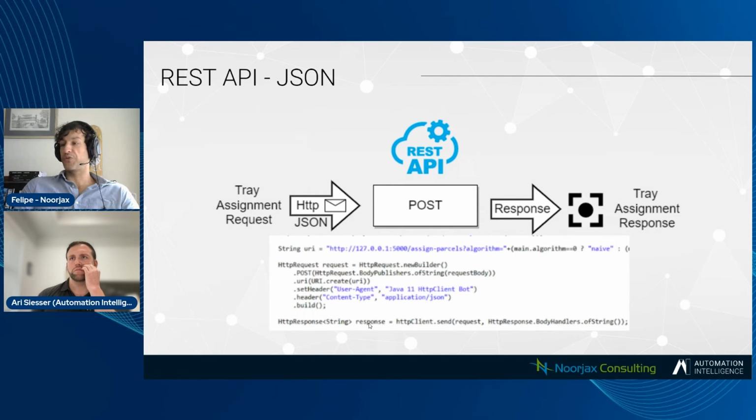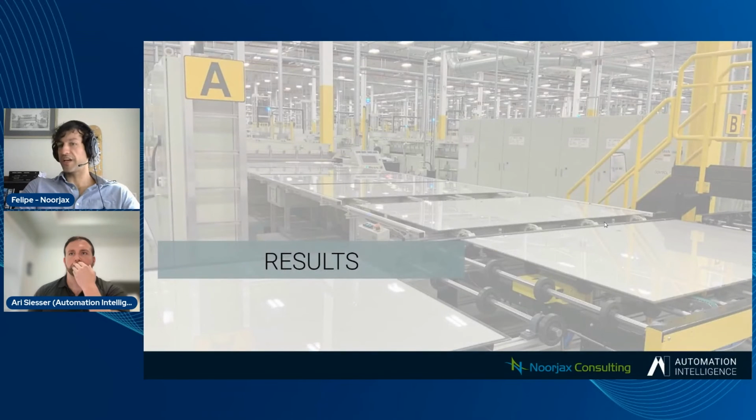So when you generate the HTTP request, you don't need to pause the simulation because the response from the server is guaranteed. And when you get the response, you get the tray assignment, and then you have an optimized way in which to put parcels in a tray. And this is, of course, a bit slower with TCP/IP, but it's completely reliable. And okay, Ari, so you will talk about results now.